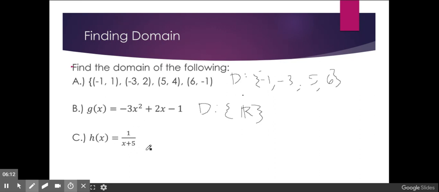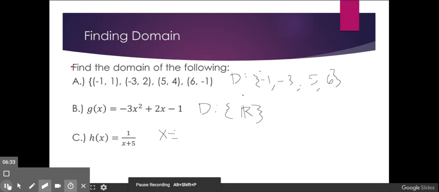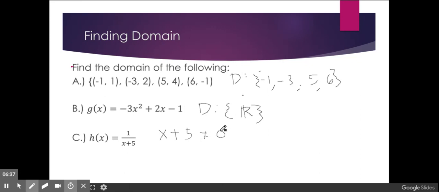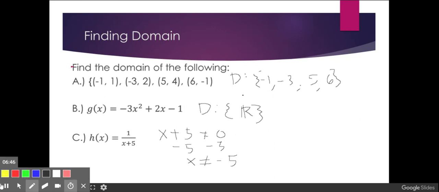For C, if you look at this algebraic equation, we do have a fraction. So what we want to do is make sure that this denominator is not equal to 0. We can think about that logically, or we can actually put x plus 5 cannot equal 0 and solve this like a regular equation. If we subtract 5 from both sides, x cannot equal -5. So that is our domain. Domain with the little squiggly brackets, and you're done.